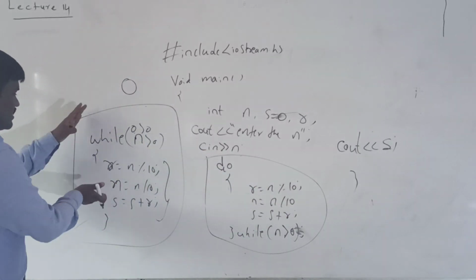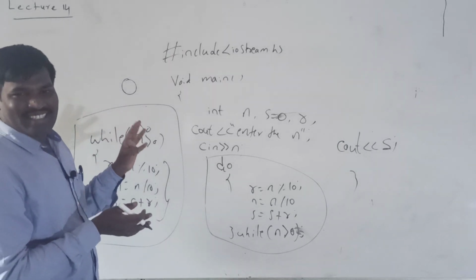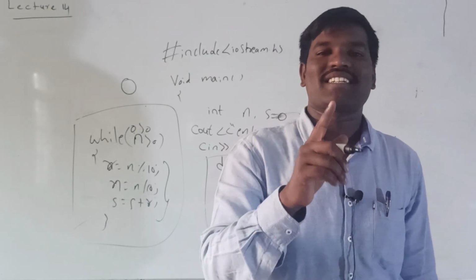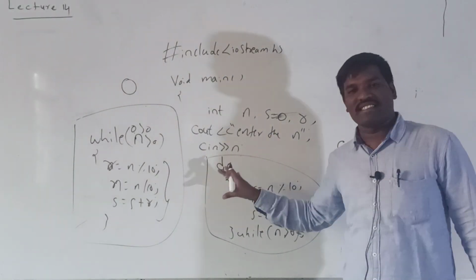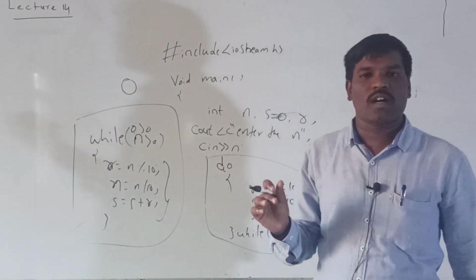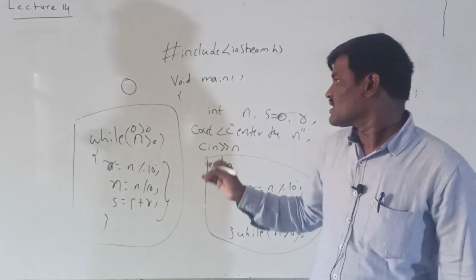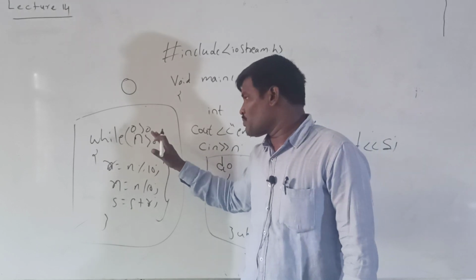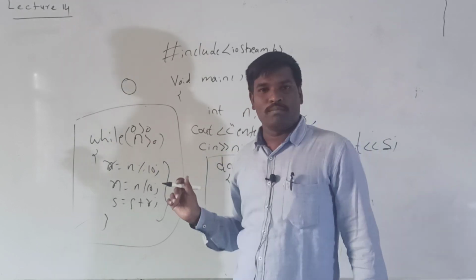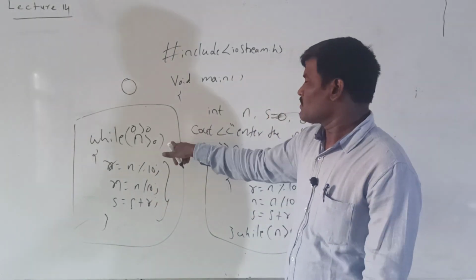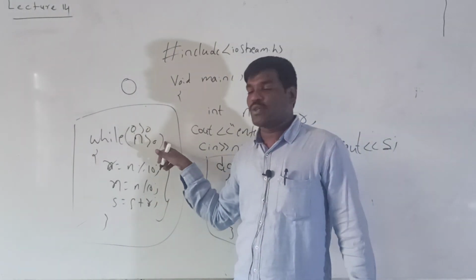Okay, so that's why while is an entry-controlled loop, or a pre-tested loop. Do while means it is an exit-controlled loop, or post-tested loop. And in the while, we cannot put the semicolon, because at the beginning we have to write the condition. That's why you do not put the semicolon here.